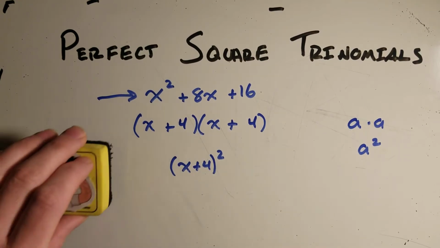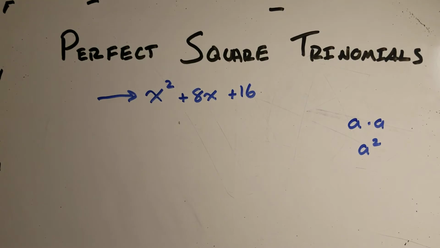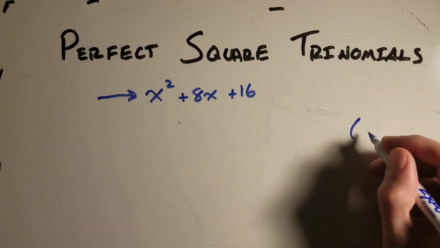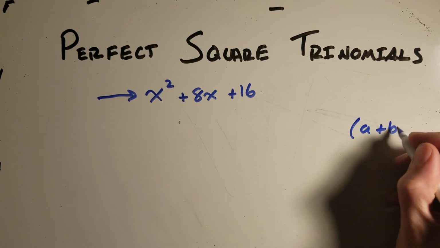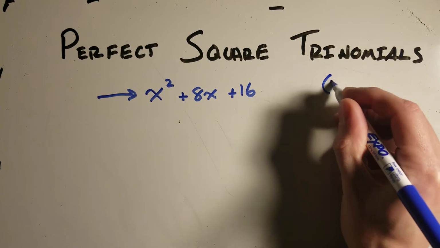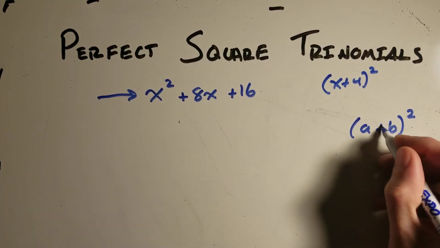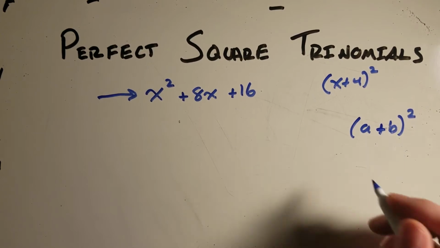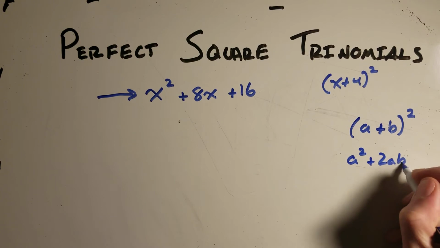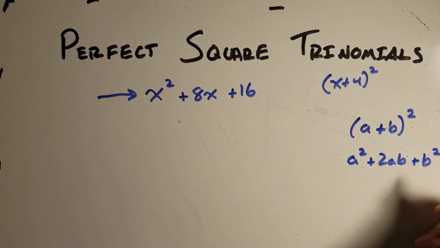Now what you're checking for, because this one is, if we remember back to when we had special products, one of our special products was a plus b squared. And in what we just had, that was like x plus 4 squared. You have your a and your b. If you were to square a sum like this, you end up with a squared, and remember the really important part, that 2ab in the middle, plus b squared.